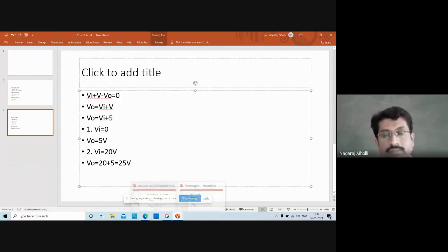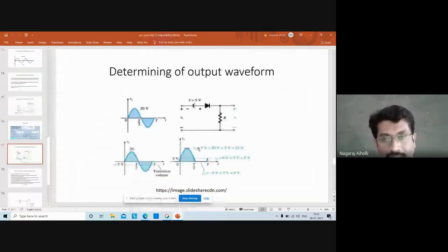Now, one point I want to mention here. For the entire range of the positive cycle, the diode is forward biased, because the DC supply voltage polarity is such that positive is connected to positive always and negative is connected to negative. Therefore, for the entire range of the positive portion of the applied input signal, the diode is in the on state or in the conduction state.